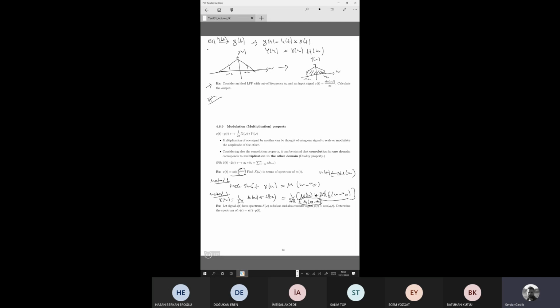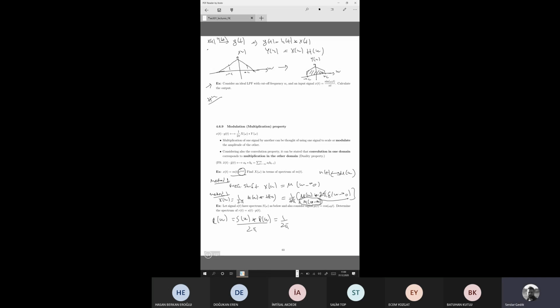My next example tells you to find the spectrum of r of t, which is the multiplication of s of t times p of t, and p of t is nothing but a cosine signal. Again, I can write R of omega directly. R of omega is simply equal to S of omega convolved with P of omega. This is equal to 1 over 2 pi. Sorry, there is a 2 pi here.